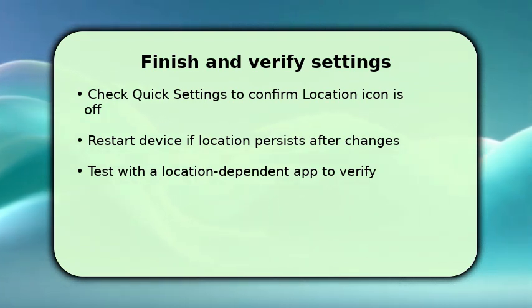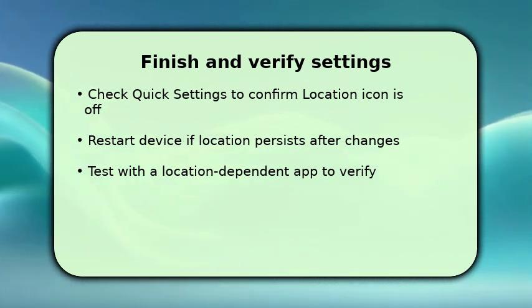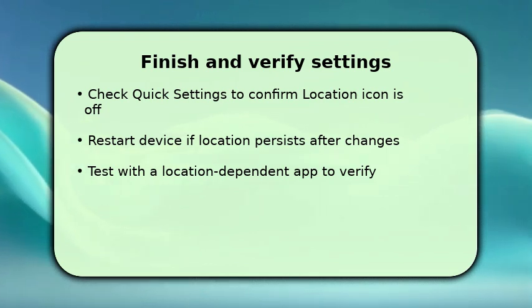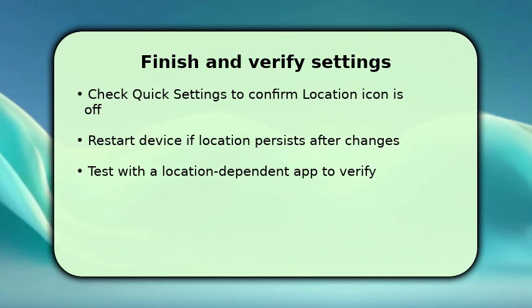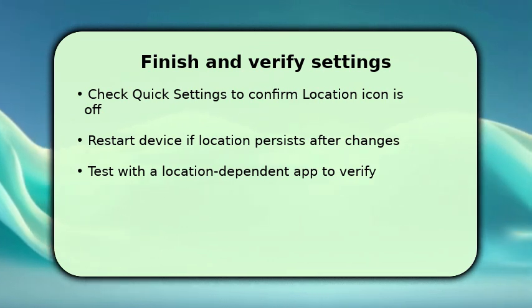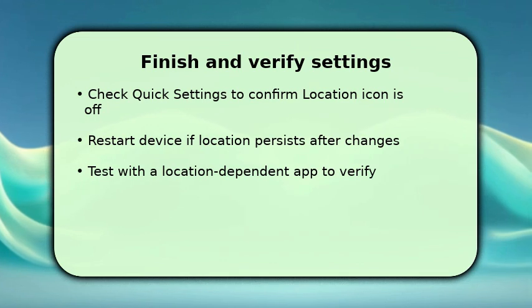After restarting, open a location-dependent app to verify it cannot get a fix. If the app still shows location, make sure the app's permission wasn't auto-granted by Play services and double-check device admin or profile settings as a troubleshooting step.